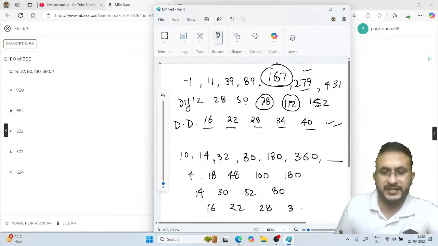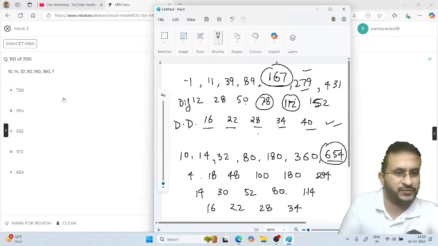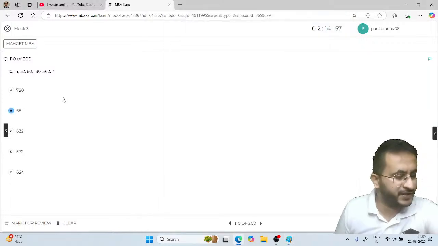So let us increase by 6. Let's make it 34. So 34 ये बनेगा, that will be 114. 114 means 294. 294 will mean 654. 300 will make 660. There is one option 654. So we'll go with this option.